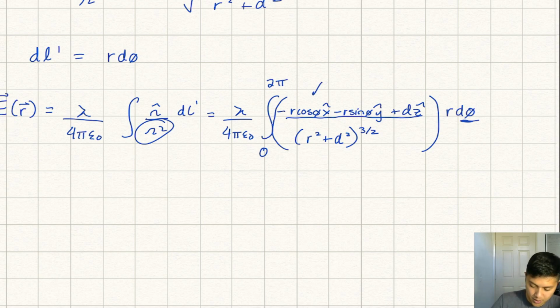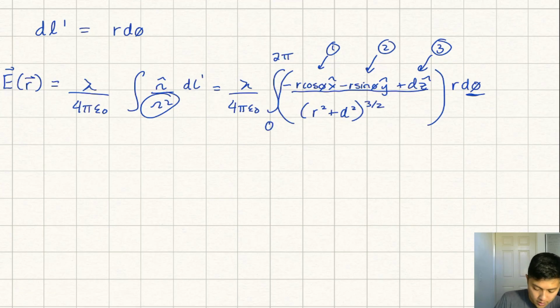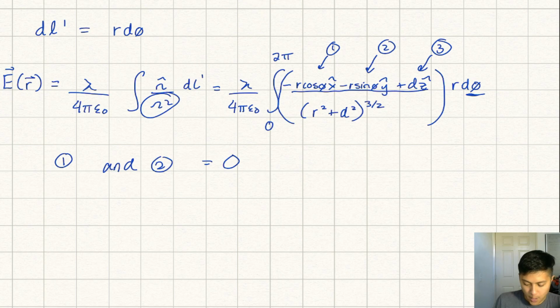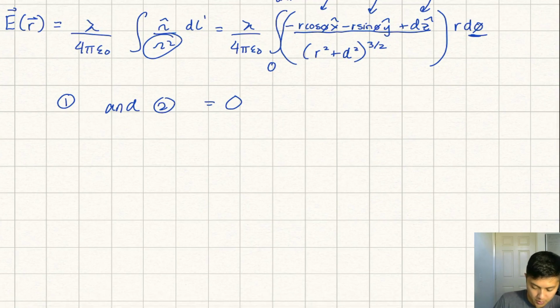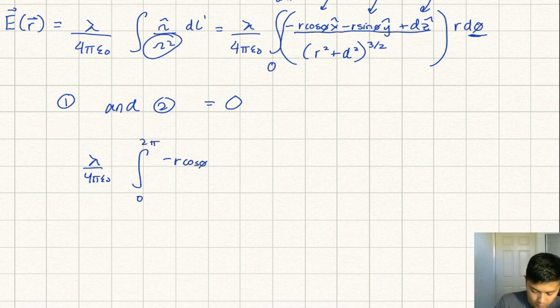We effectively have 3 integrals that we have to do, right? Because there's 3 terms in the numerator. But the thing is that integral 1 and 2 both equal 0. And why is that? Well, for example, let's just take a look at integral 1. So integral 1 would be lambda over 4 pi epsilon 0, 0 to 2 pi. We have negative r cosine phi, and there's an x hat here, sorry, over (r squared plus d squared) to the 3/2 times r d phi.